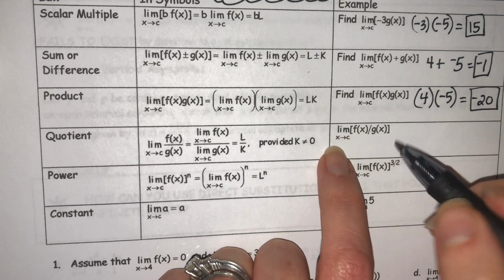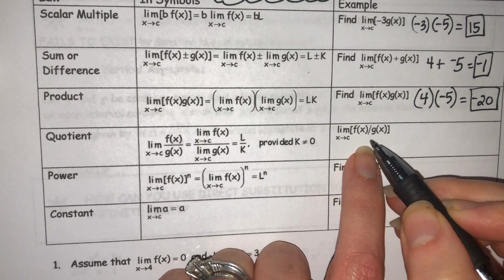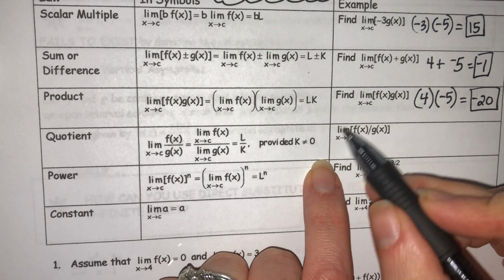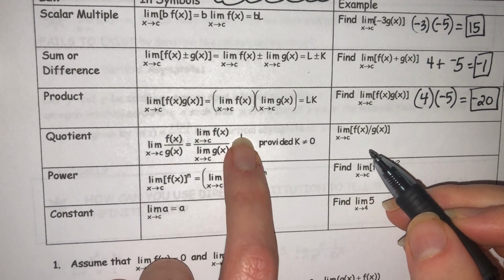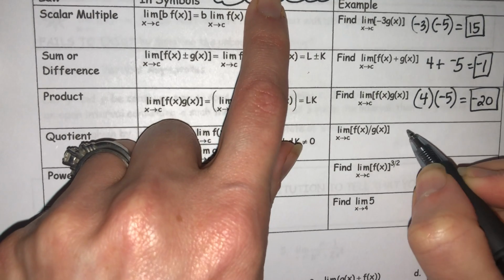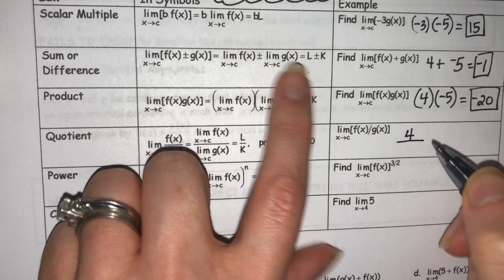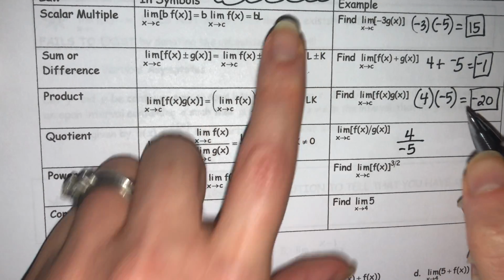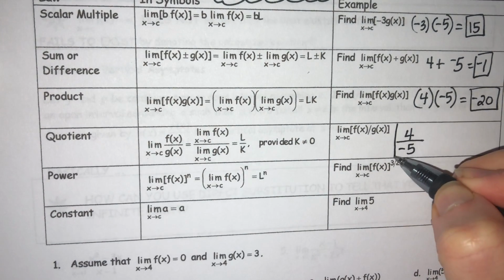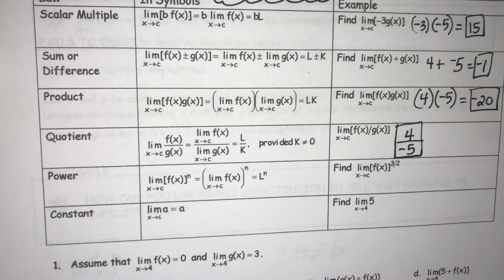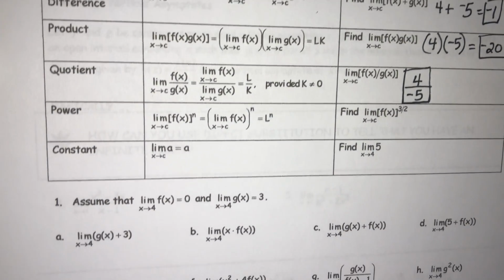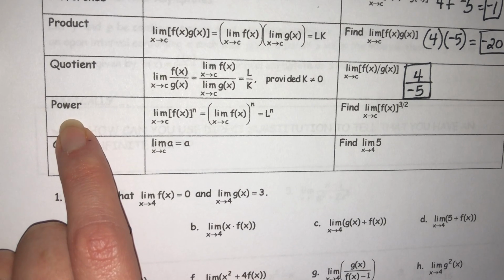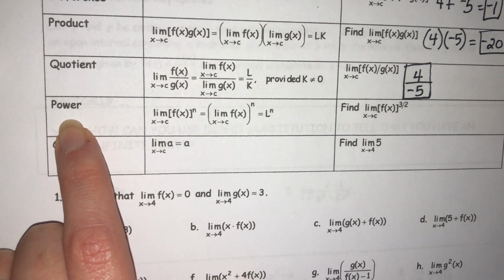So, we're doing the limit as x approaches c of the function f of x divided by the function g of x. So let's take that limit of the f of x function, which is 4, and divide it by the limit of the g of x function as x approaches c, which is -5. That fraction can't be simplified, so that is the answer right there. Done.